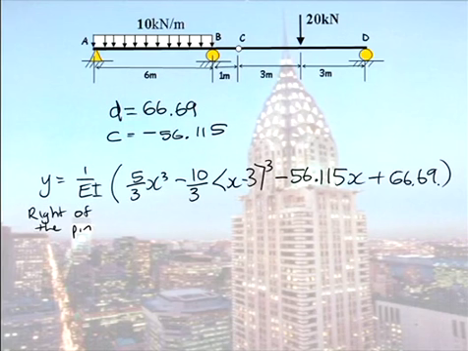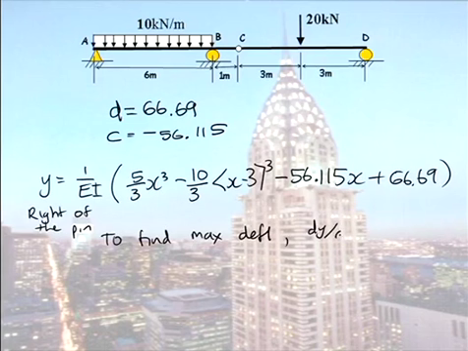Now, the question asked for the maximum deflection in region CD. So, to find the max deflection, once again, we would set the slope equal to 0. And from that, you will find it occurs when x is equal to 3.34, yes, metres. And you would get a deflection equal to minus 58.81 on EI.